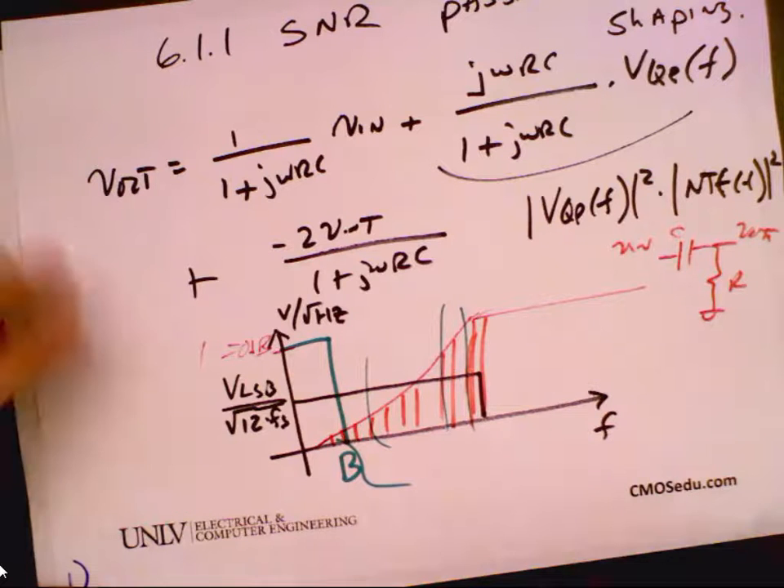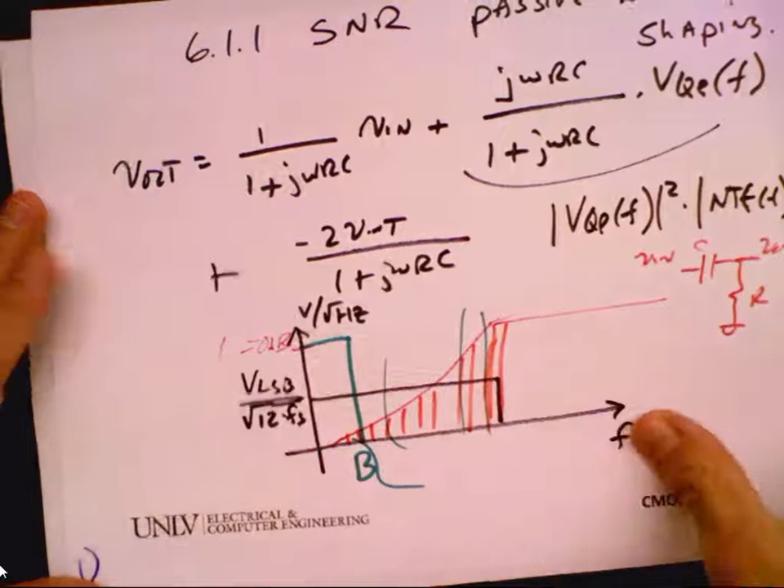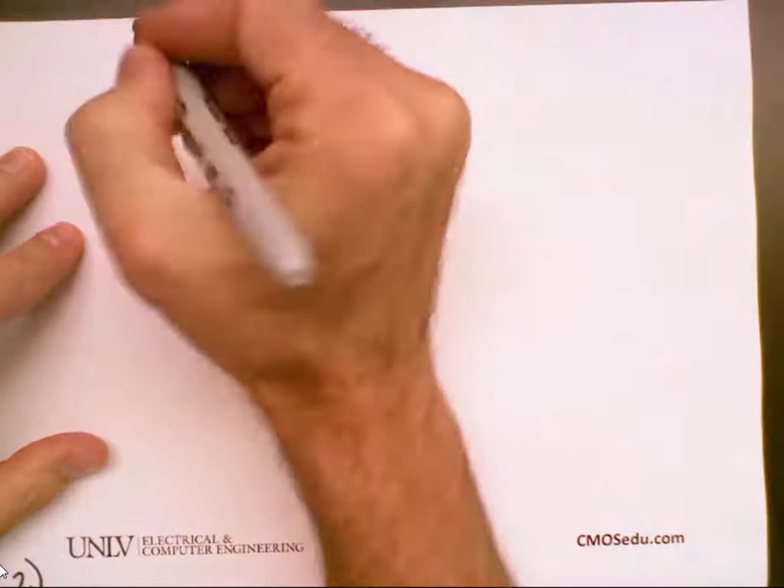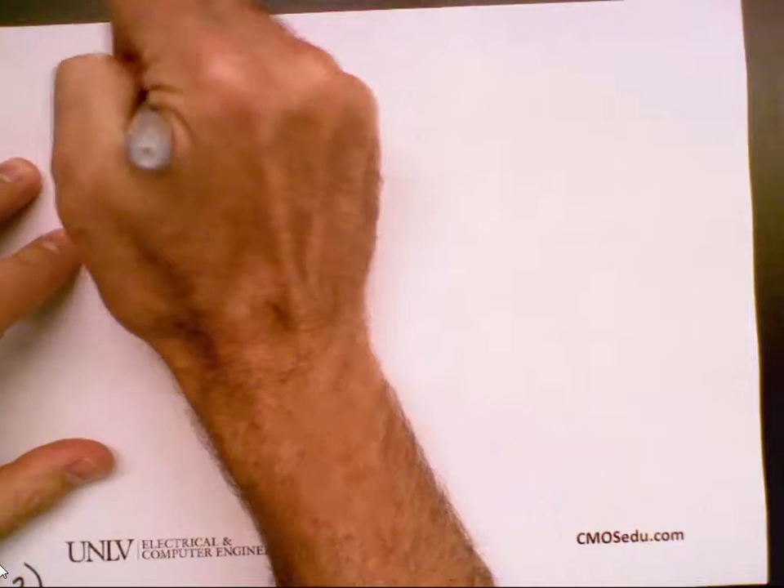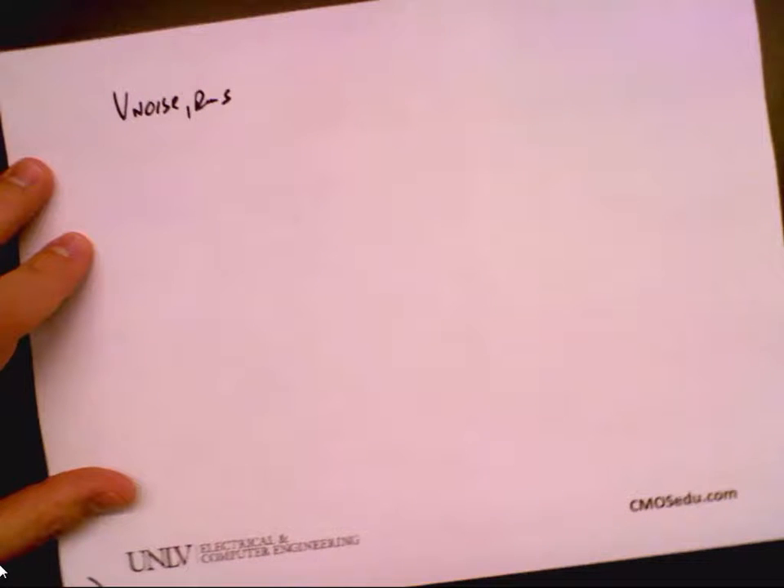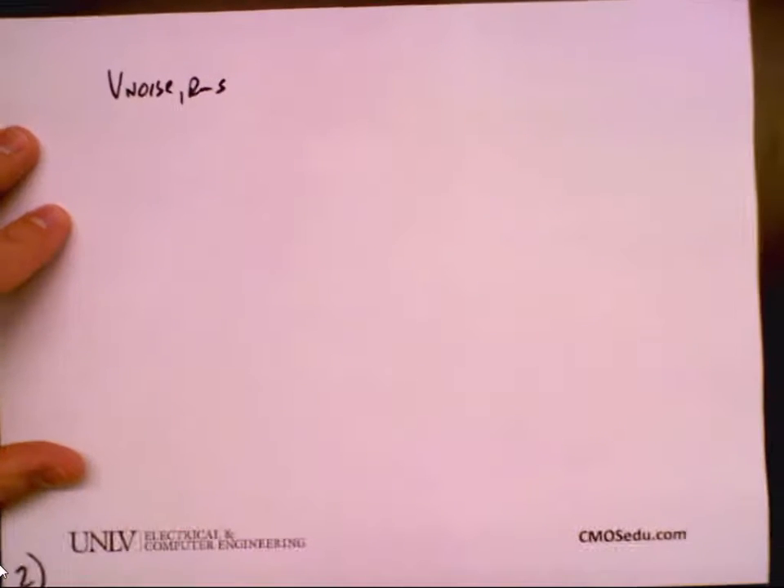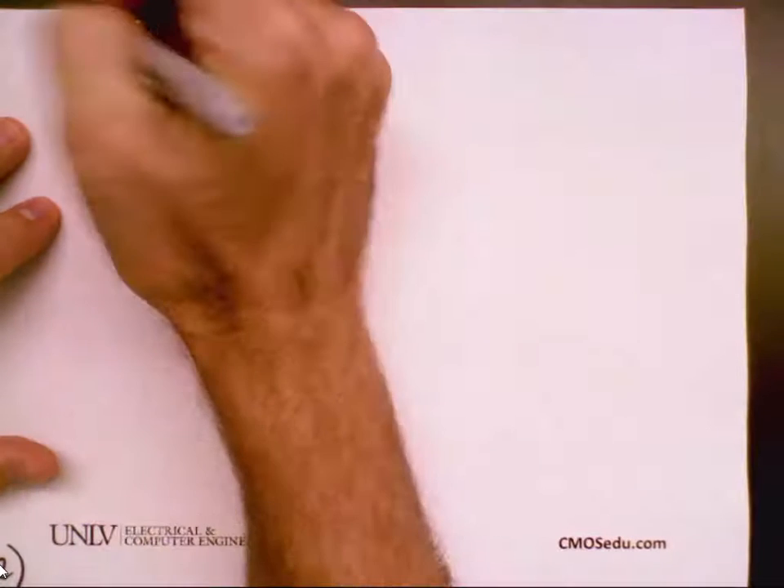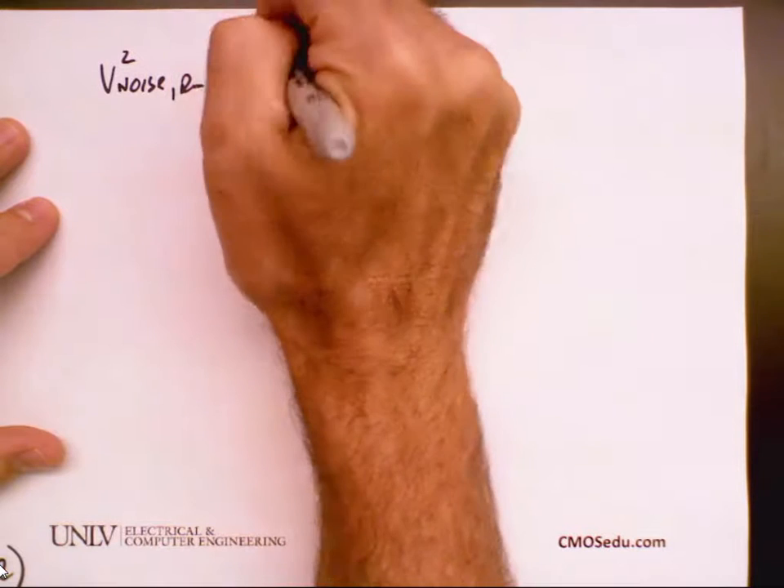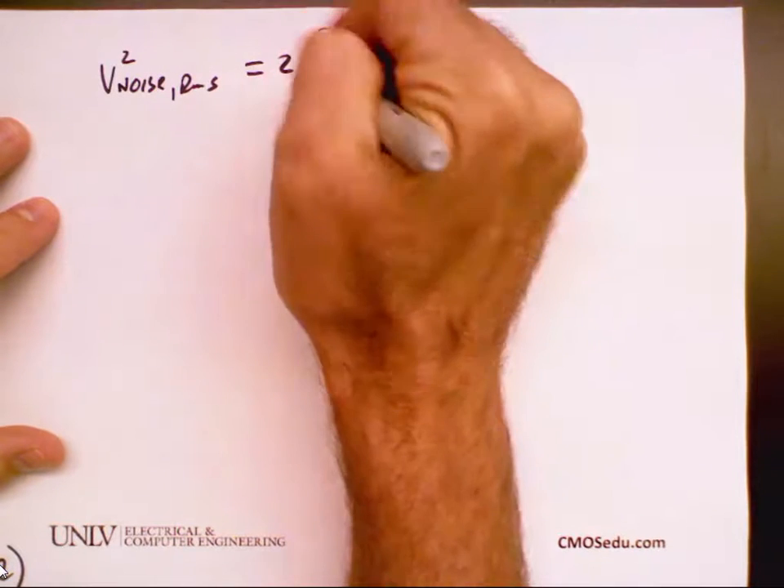Okay, so what we're going to do now is calculate that noise. So let's do that, and let's see. So we got our noise, RMS noise. RMS noise squared, we'll say, is the summation. We'll do both sided spectrums from 0 to B.